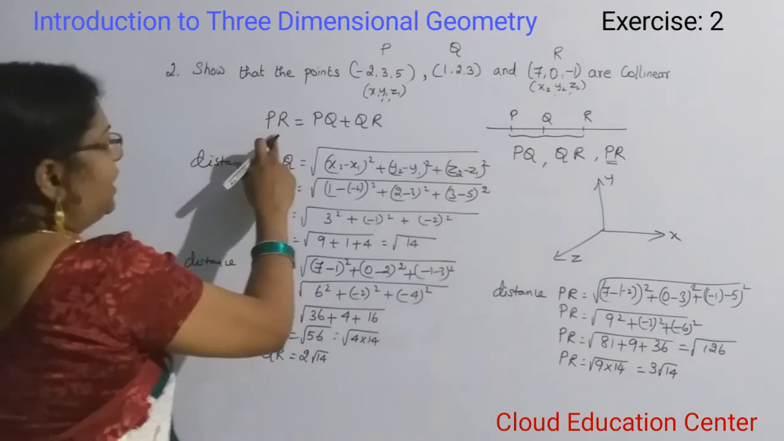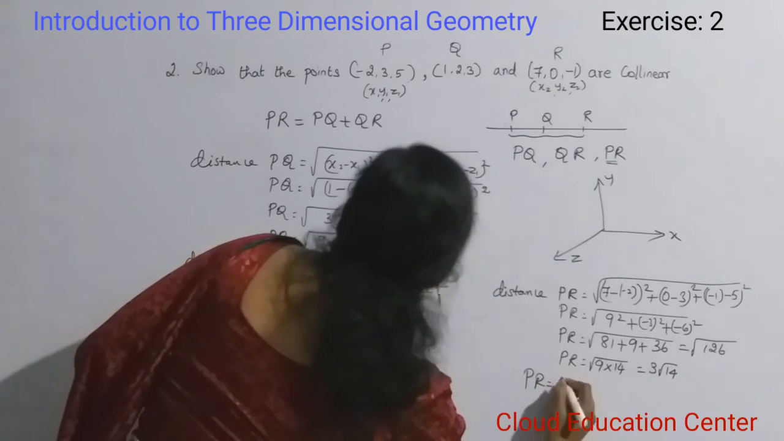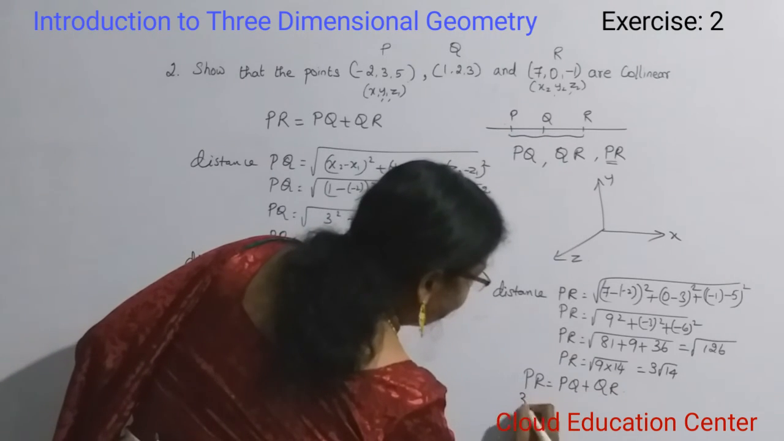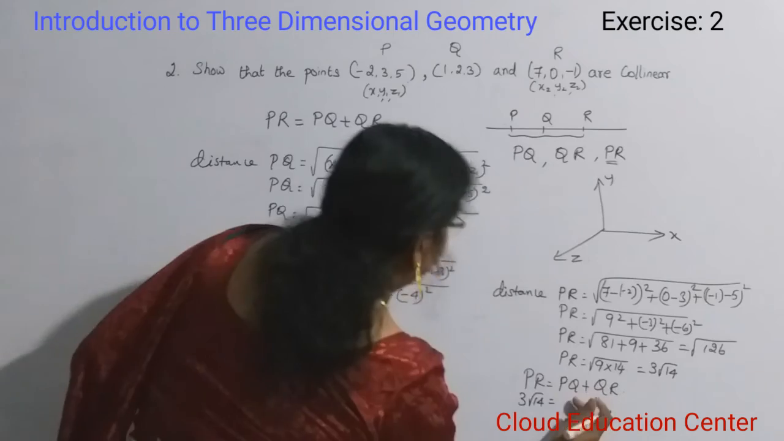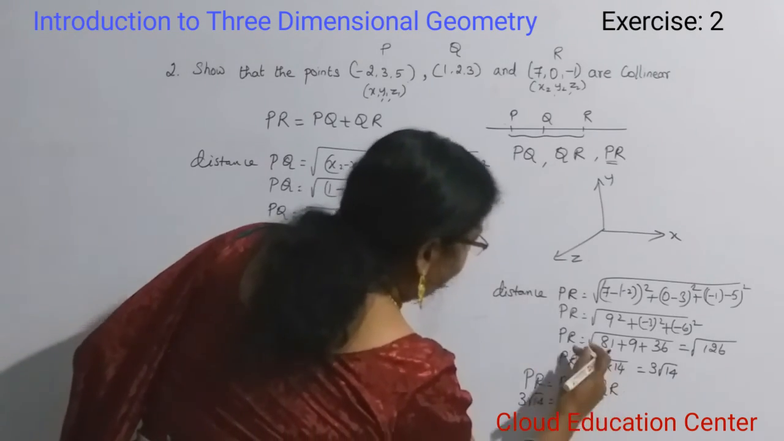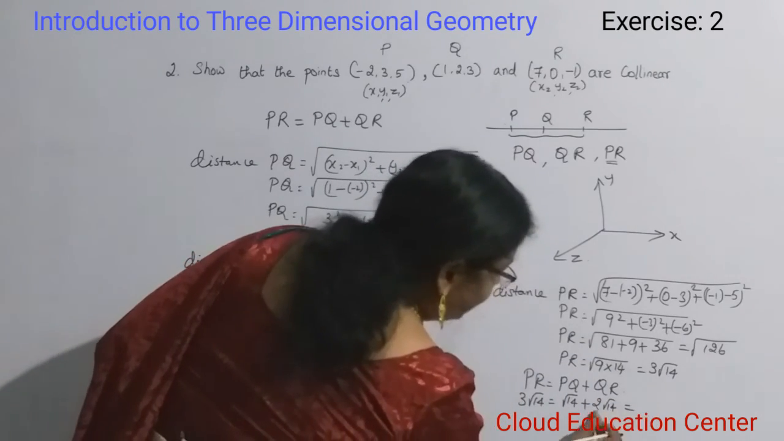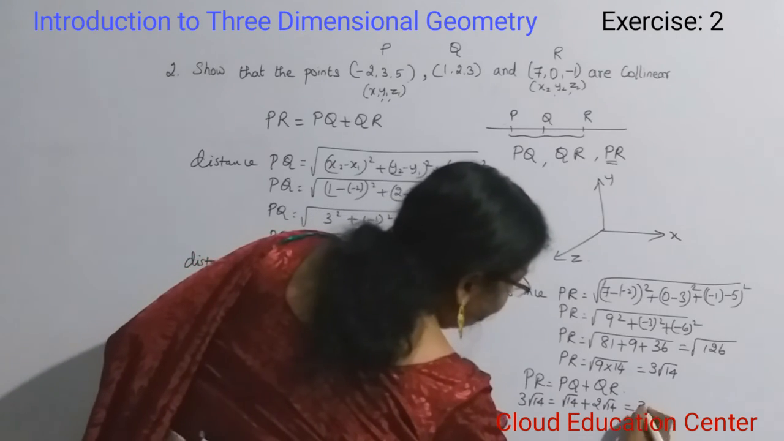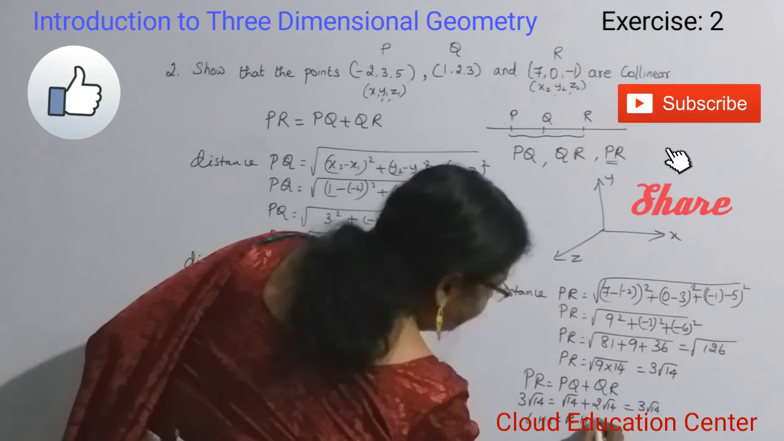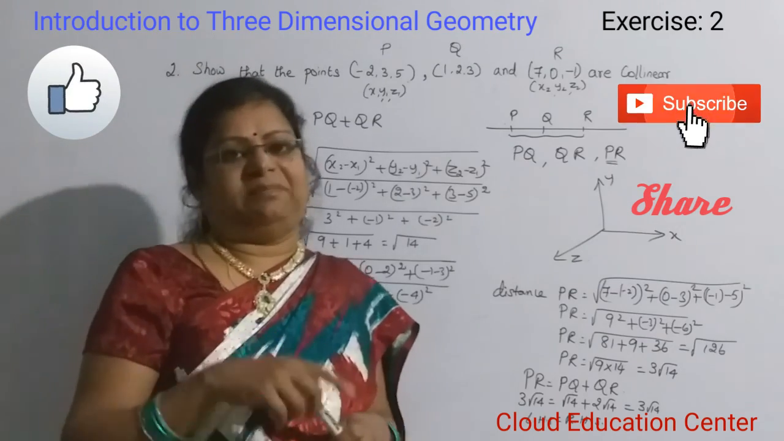So what do you have to prove? PR equals PQ plus QR. So we'll write it: PR equals PQ plus QR. PR is 3 root 14. What is the PQ value? Root 14, plus what is the QR value? 2 root 14. So if we add, 2 times root 14 is there and 1 time is there, so we will get 3 root 14. So LHS equals RHS. Therefore these points are collinear points, which lie on the same line. Understood, students?